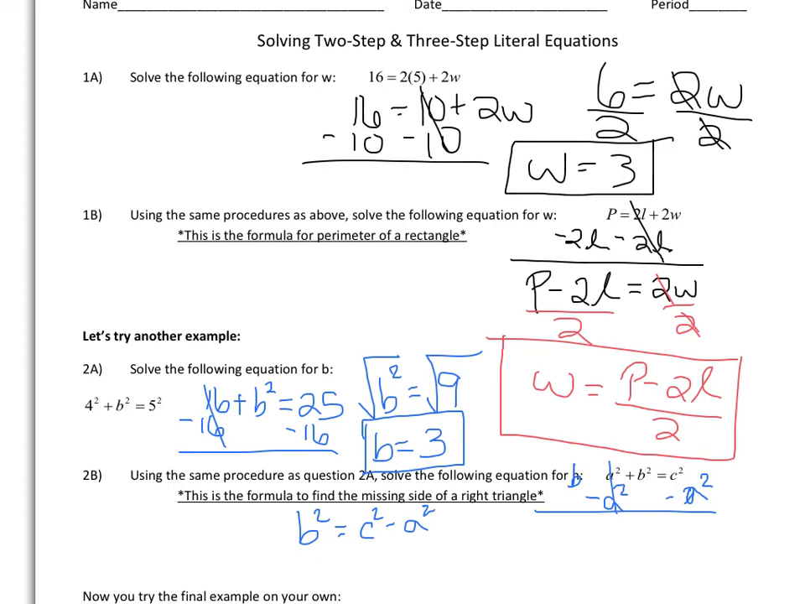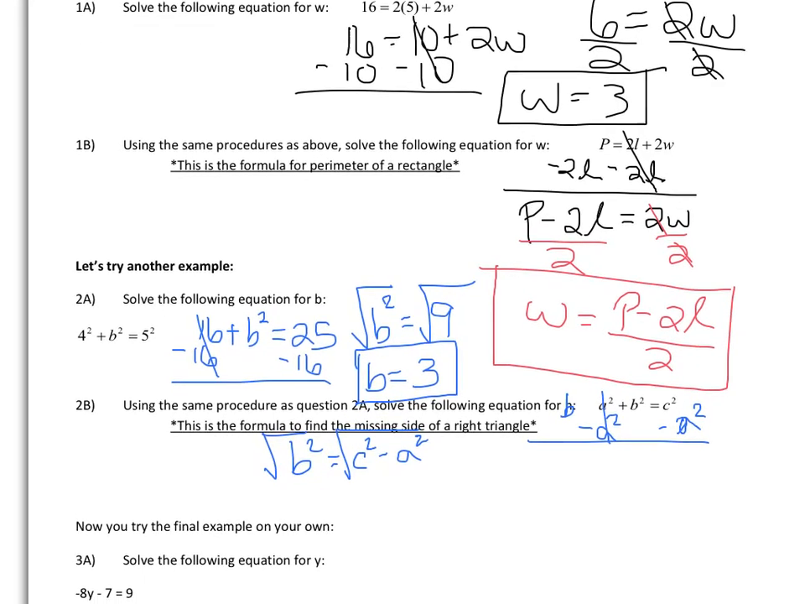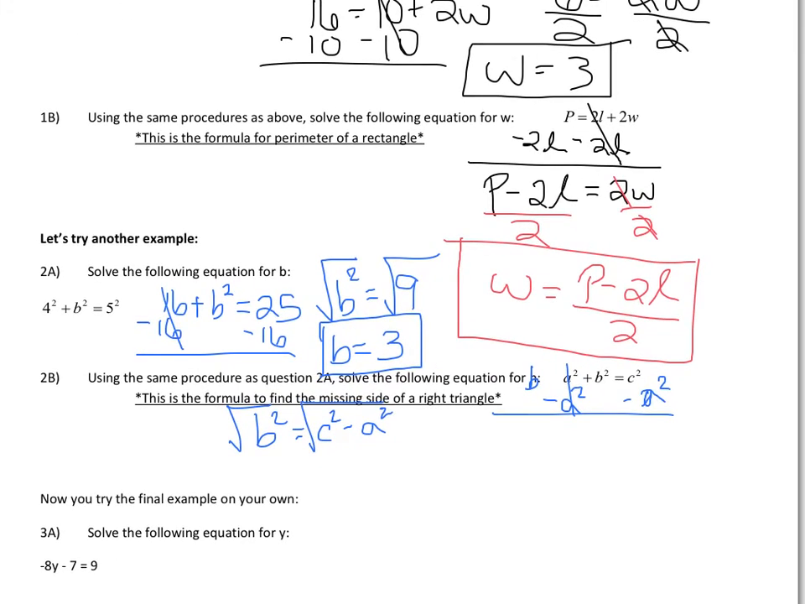Finally, just like I took the square root of b before, I'm going to take the square root for this one as well. And I end up getting, let me move this down a little bit, b is equal to the square root of c squared minus a squared. You can't simplify that any further. That's all it can be.